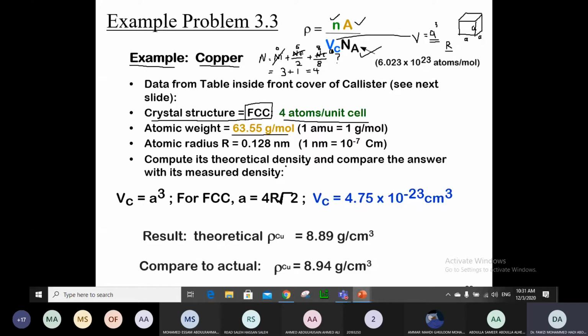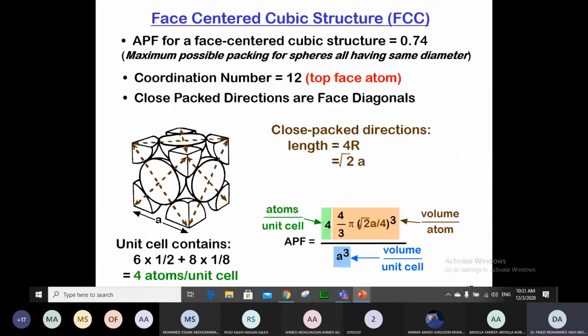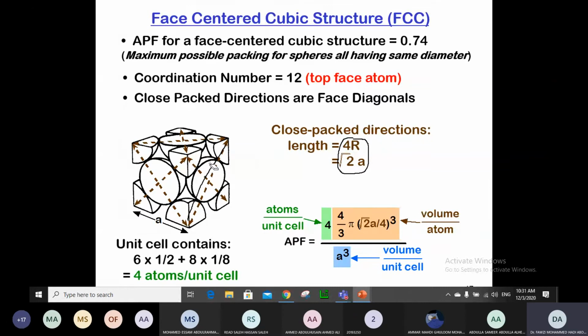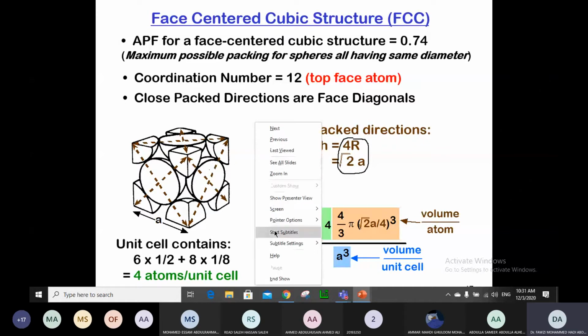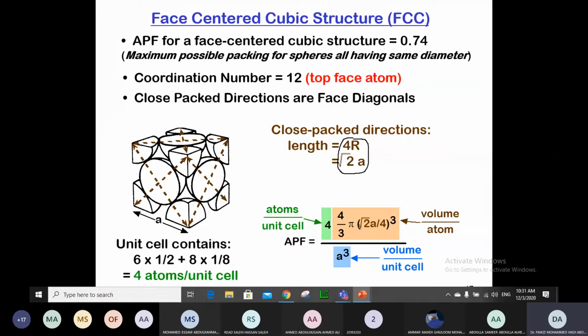So for the face centered cubic crystal structure, what did we say? I don't want to go through this again, but I will show you what we have done. Remember, we developed this equation. That length we said is equal to H. If this length is equal to 1R, 2R, 3R, 4R, then basically this is 4R.